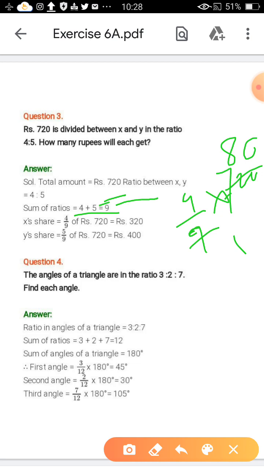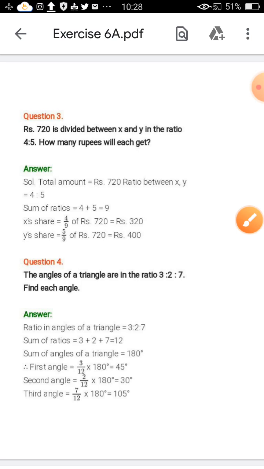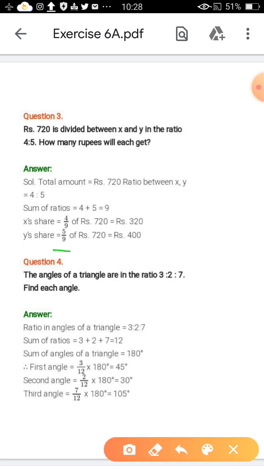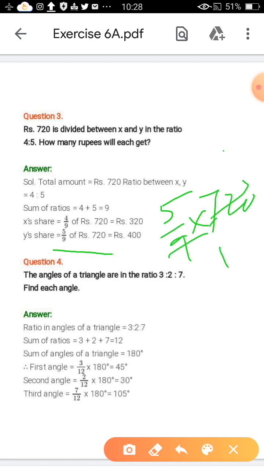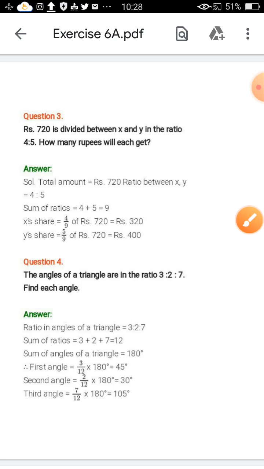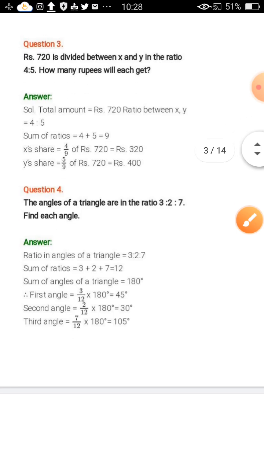80 into 4, which will be 320. Got it now? Same way, second also. Y's share is 5 upon 9. Okay, 5 upon 9 of 720. So 5 upon 9 multiplied by 720. 1/9 is 80, so 80 into 5 will be 400. So we got the answer. Now, same way, another problem is there.